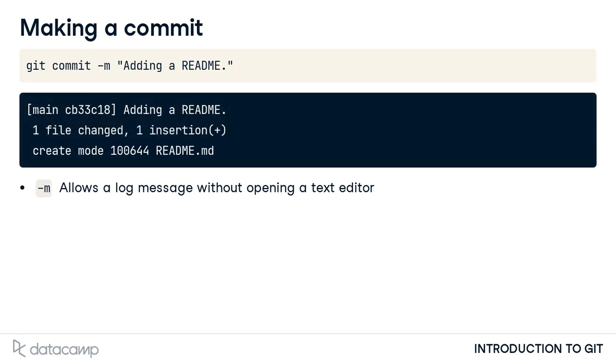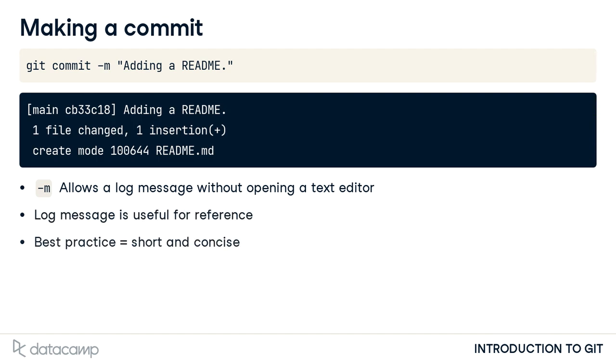The output shows one file was changed and includes a series of characters called a hash. We'll learn about commit hashes in the next chapter. The log message is important, as we can refer to it later. The best practice is to keep it concise. Now it's your turn.